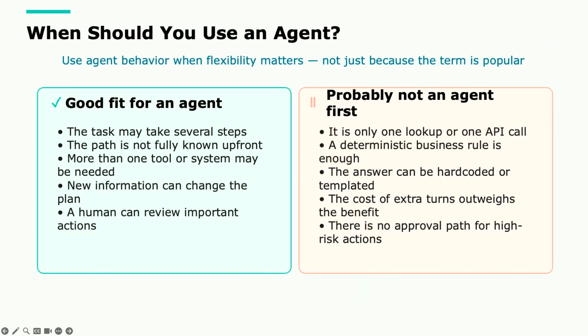A good rule is to start simple and add autonomy only when it genuinely helps. Agent behavior is most useful when the task may take several steps. The path is not fully known in advance. More than one tool may be needed, and new information can change the next decision. If the task is just one lookup or one deterministic business rule, a simpler workflow is usually the better design.